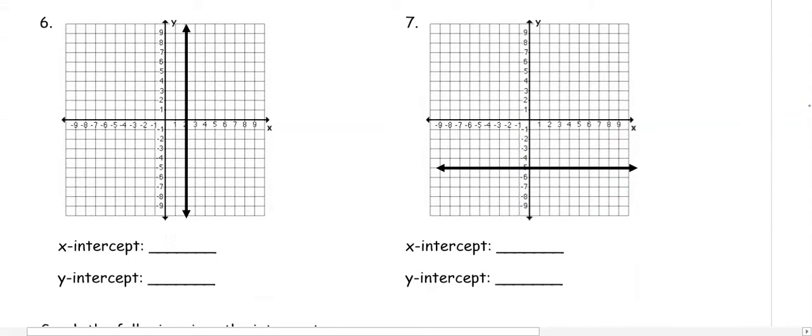Now, in 6 and 7, we're only going to have one of each because of the type of line. So when we have a vertical line, it's going through the x-axis only, so it's only going to have an x-intercept. It's not going to have a y-intercept. Whereas when it's a horizontal line, it goes through the y-axis and not the x-axis. So it's not going to have an x-intercept. The y-intercept is going to be 0, negative 5.